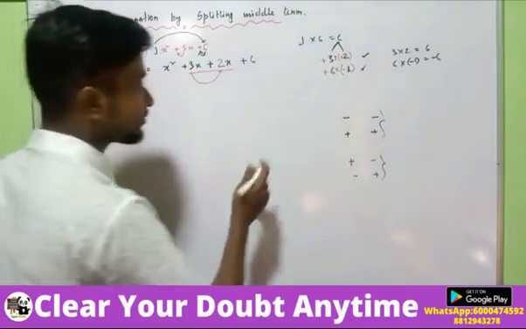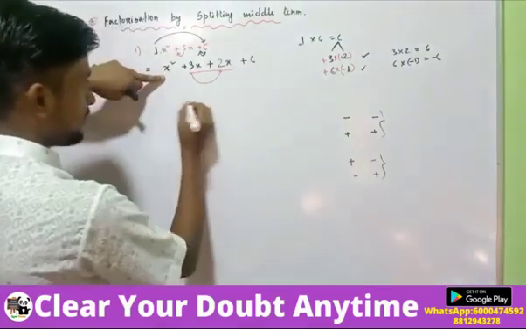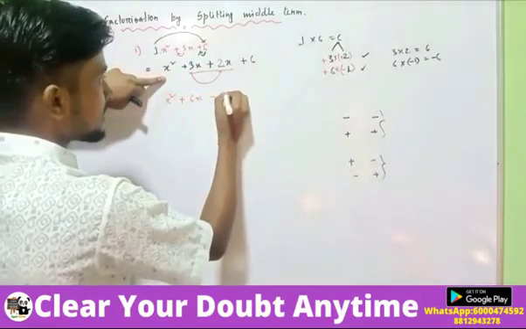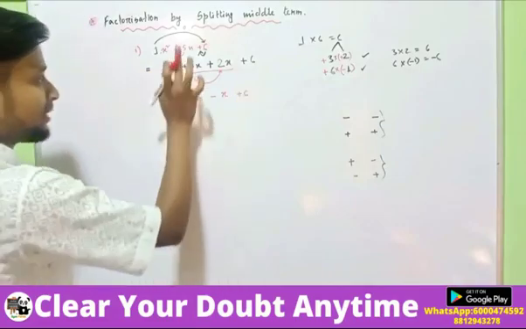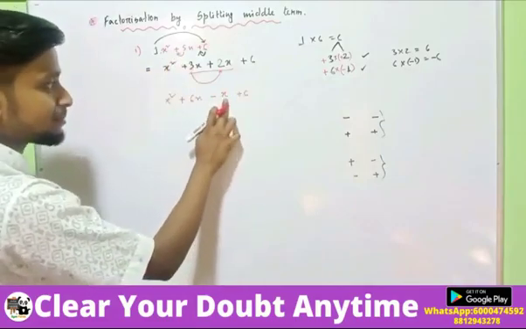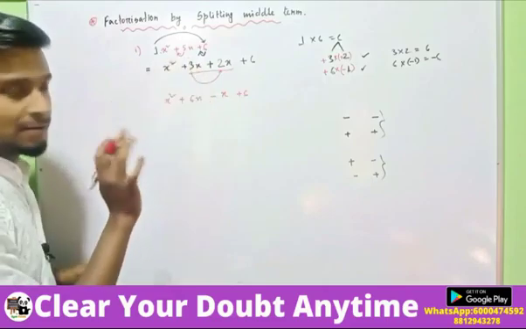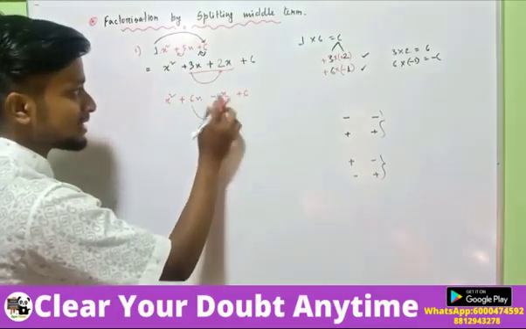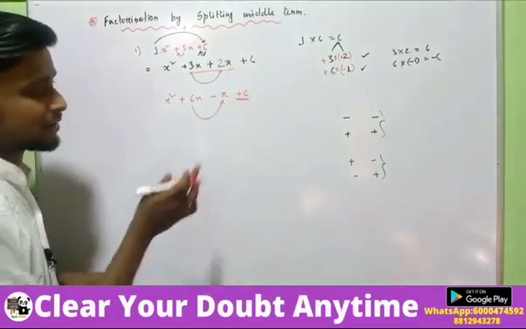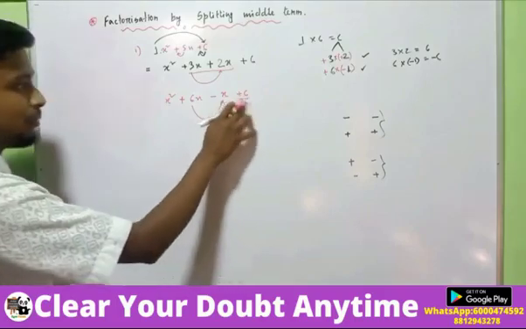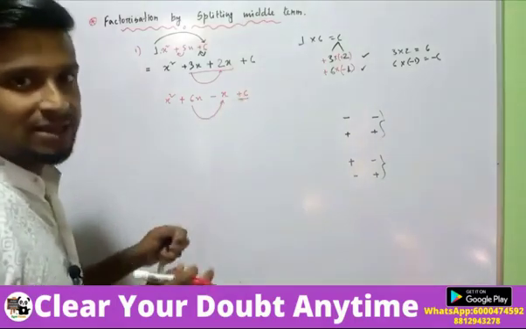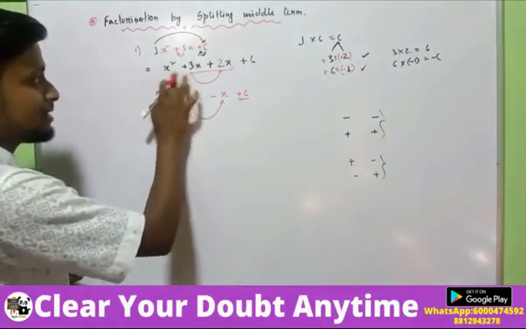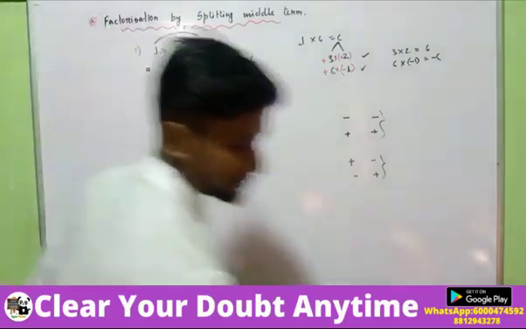If we choose the other pair, then it will be x square plus 6x minus x plus 6. That is correct for the middle term, since 6x minus x will be 5x. But if we multiply these two numbers, 6 and minus 1, then it will become minus 6, but we don't need minus 6, we need just plus 6 only, right? So that is why we have to choose this pair, not this one.